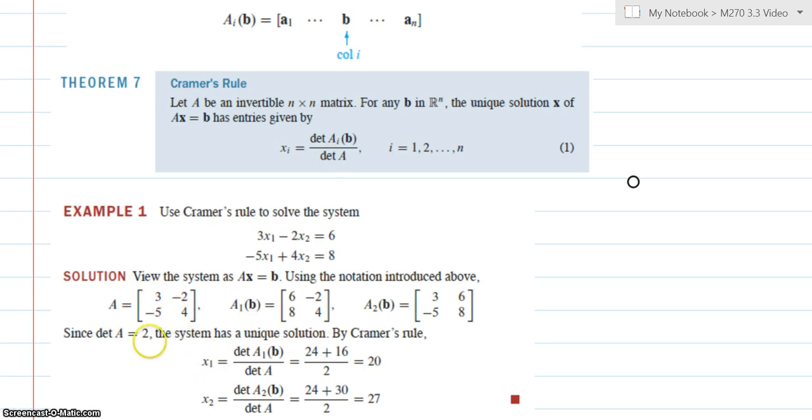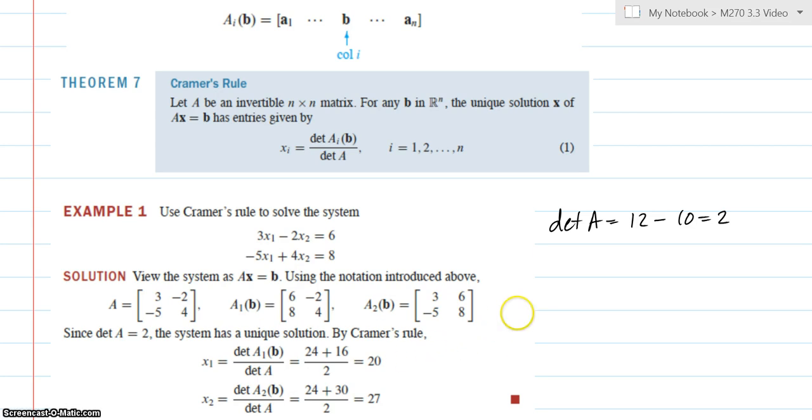So the determinant of A, let's look at that. What is the determinant of A? It's equal to 12 minus 10. So that's 2. Since the determinant of A is 2, we're going to take the determinant of A sub 1 of b over the determinant of A, and then the determinant of A sub 2 of b over the determinant of A, and you're going to get the answers. You can check them to see if they're right.